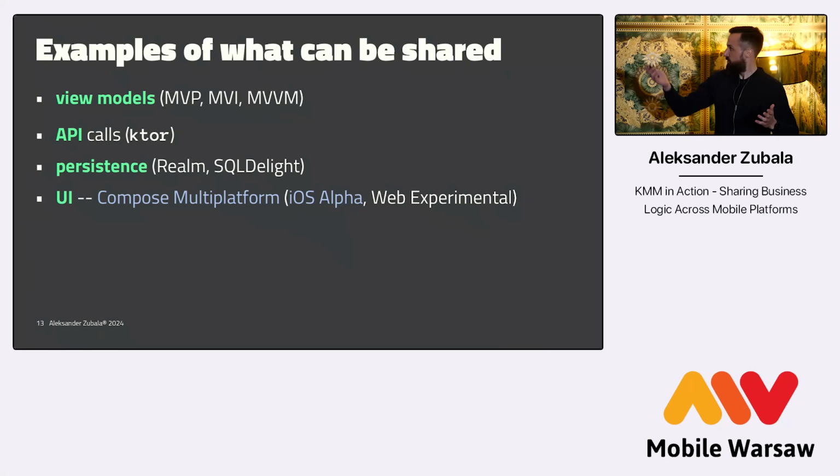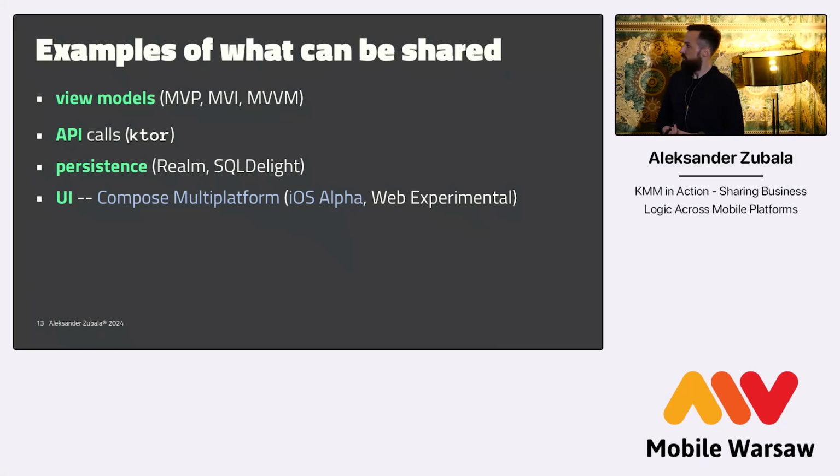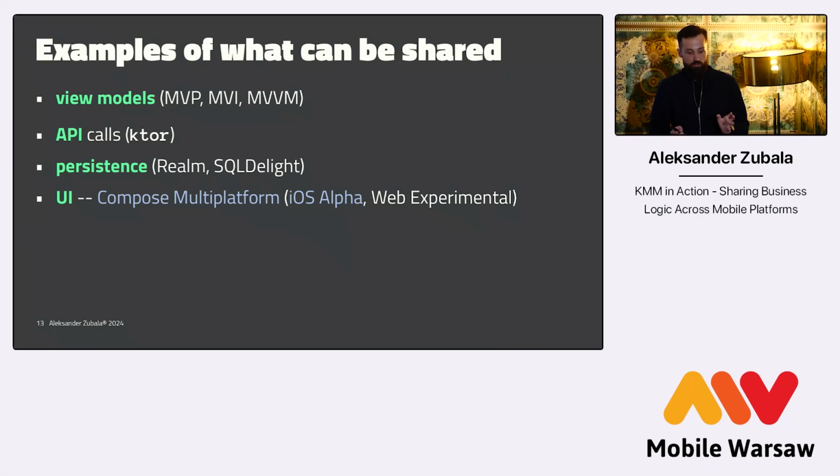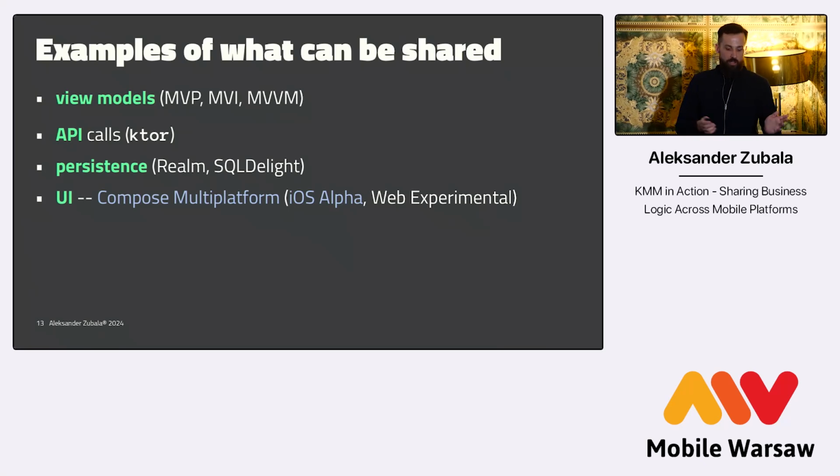Some examples of what can be shared are view models in the popular design patterns. You can have API calls inside of this shared code using Ktor, which is a nice library from JetBrains. You can even have a persistence layer. Realm and SQLite have KMM versions, and as I mentioned, you can go with UI. The links are in the slides, which we'll be sharing later.